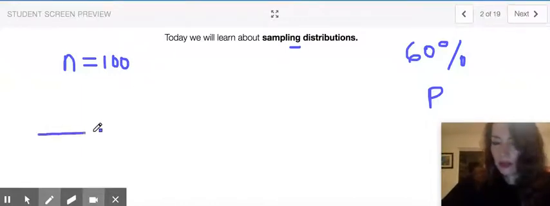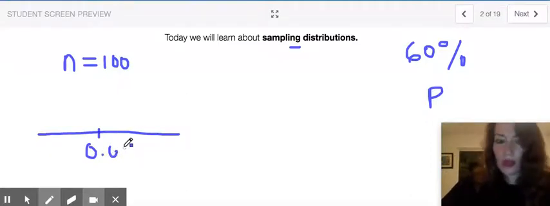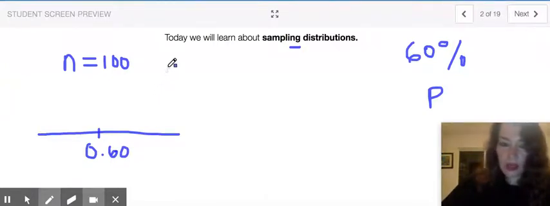So let's say on a number line, we have that 60% of people, and I would put that here as 0.6, representing the population of all people who like to eat ice cream. That would be 0.6. In my first sample, I find that 50% of people enjoy eating ice cream. So my sample proportion is called a p hat.